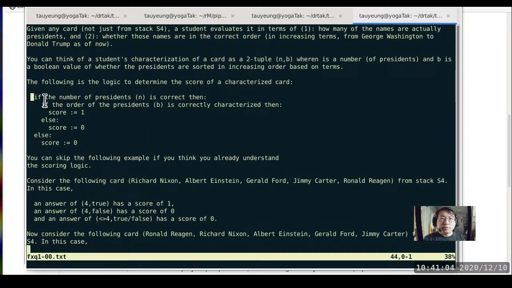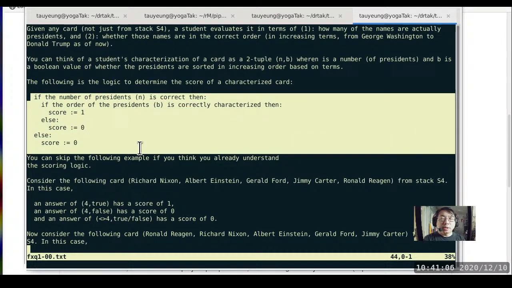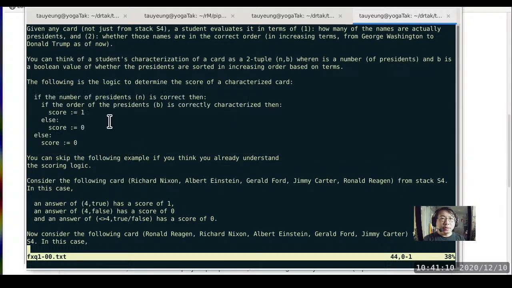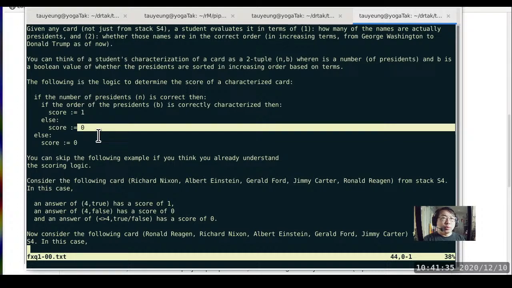So this is the algorithm to determine the score of a particular card with the student's answer in it. It is nested. If the number of presidents on the card is correct, then we consider whether the student correctly identified whether the presidents are in order or not. If both of these are correct, then there's a score of 1. But if anything is missing, it's going to be a score of 0.